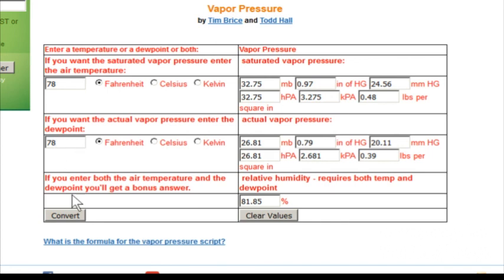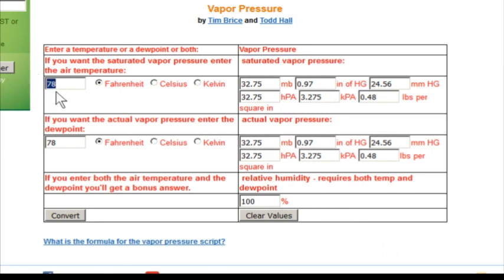If we do that, we have a temperature of 78, a dew point of 78, and a relative humidity of 100%. And you'll notice that the observed vapor pressure, 32.75 millibars, matches the saturated vapor pressure, which is the maximum you can have. Now keep in mind that this saturated vapor pressure, that is a term you're going to see every now and then, is controlled by the temperature.